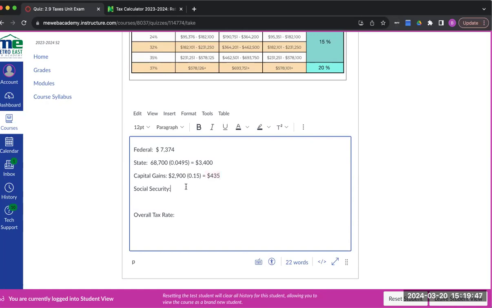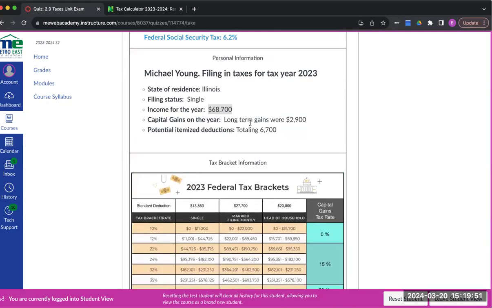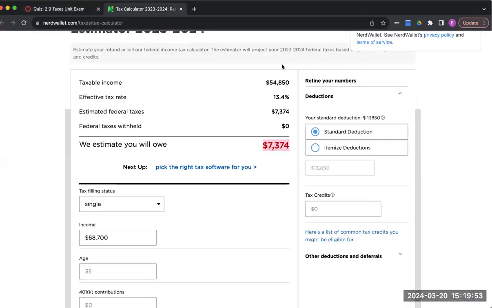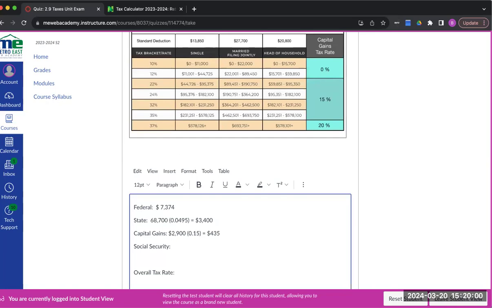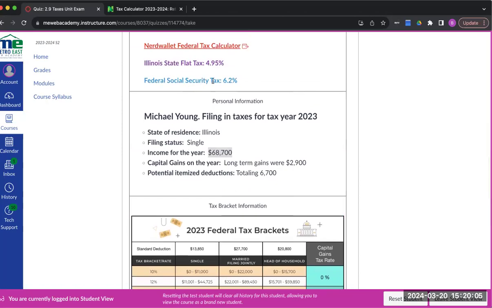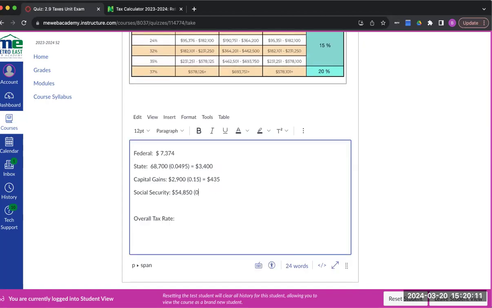And finally, Social Security. And for this one, you can also use the taxable income deduction, the standard deduction, which means you're going to be taxed federally at $58,850 for your Social Security tax. And so we're going to times that by, it's the same for any state, any tax bracket, anything. It's going to be 6.2%. So we're going to multiply that by 0.062. Remember that extra 0 if it's a single digit tax.